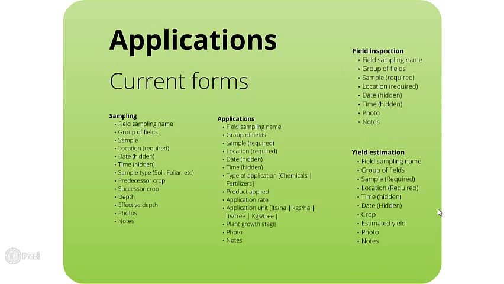Of course, with the help from the regional partners, Avison and Oasis, who have helped us configure different types of application forms. There's one form for sampling available now. There's one form for chemical fertilizer applications, one for field inspection, and one for yield estimation. Each of them will have relevant attributes. For instance, application will tell you type of application, the product applied, the application rate, the application unit, and so on, the plant growth stage.